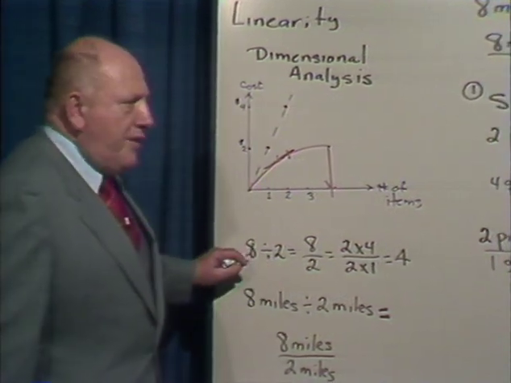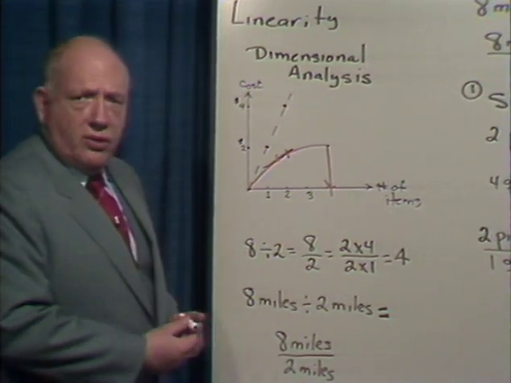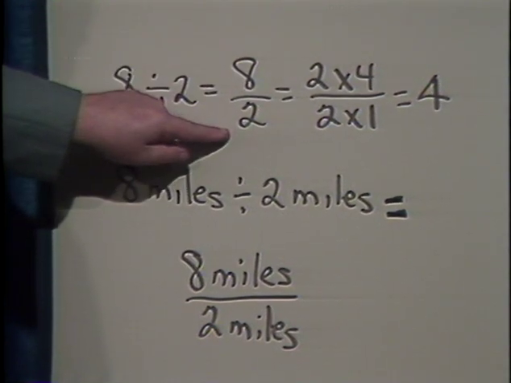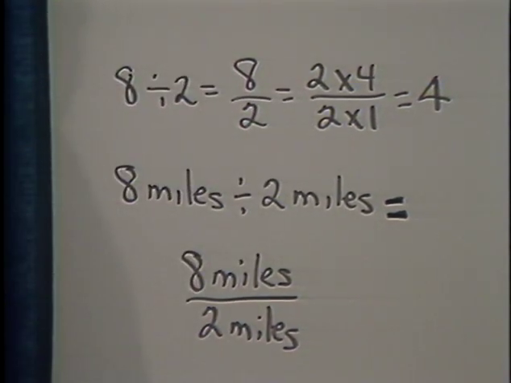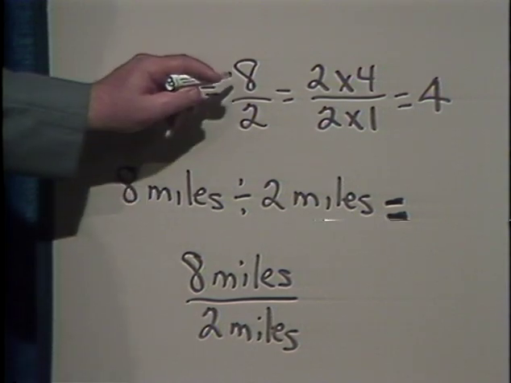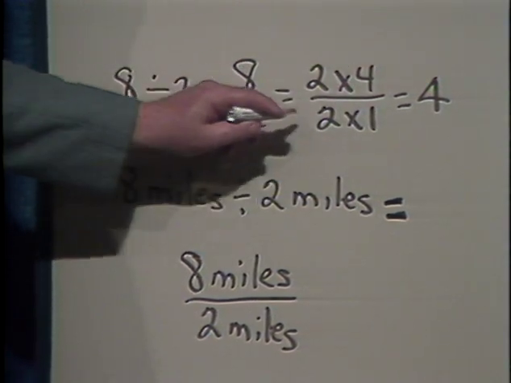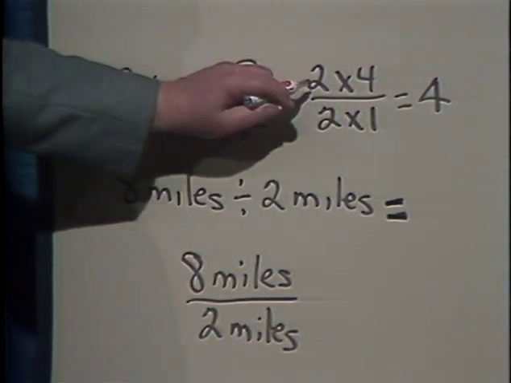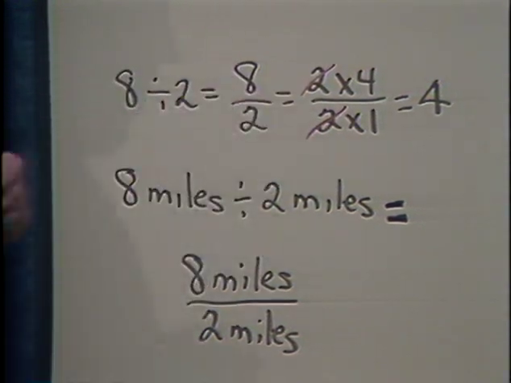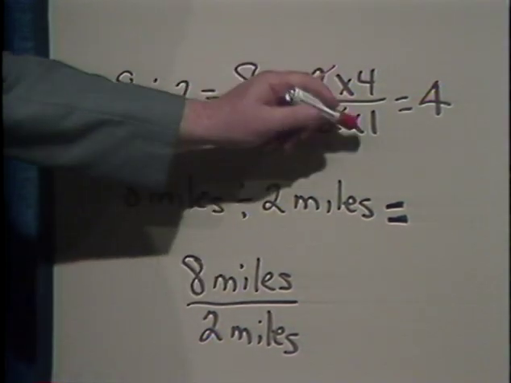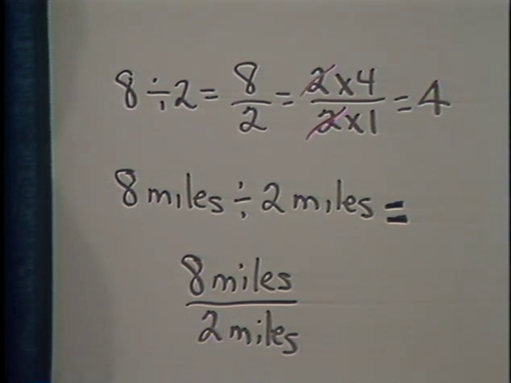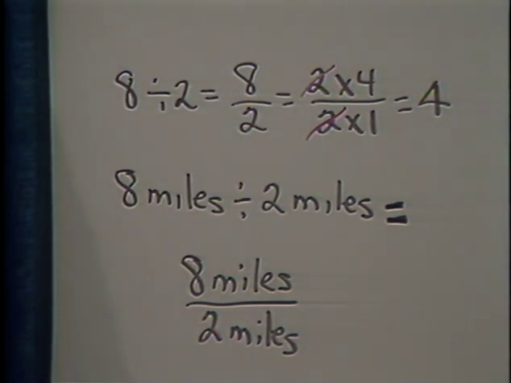So let's go back to a very easy problem. I say 8 divided by 2. We know that that's 8 over 2. And based on our work with common fractions, we said what? 8 is 2 times 4. 2 is 2 times 1. Since 2 is a common factor of numerator and denominator, we can cancel it. We get 4 over 1, or 4 for the answer. You say, big deal. That's baby stuff. What's that got to do with linearity and dimensional analysis?